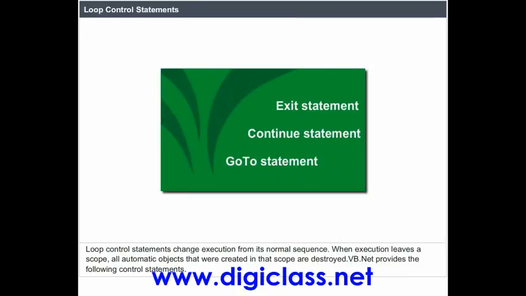Loop control statements: exit statement, continue statement, goto statement. Loop control statements change execution from its normal sequence. When execution leaves a scope, all automatic objects that were created in that scope are destroyed. VB.NET provides the following control statements.